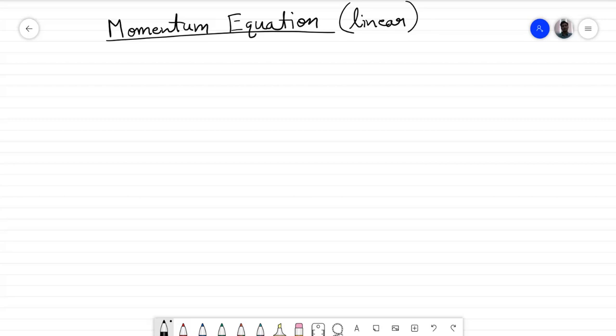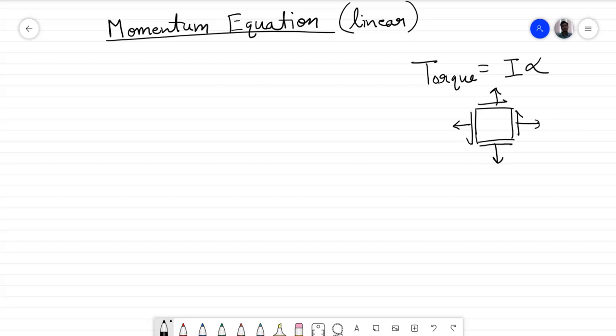In the last assignment, I gave you a problem where I asked you to solve this equation: torque equal to I alpha, for an infinitesimally small element with stresses acting on it, something like this. I asked you to solve it for a 3D element.